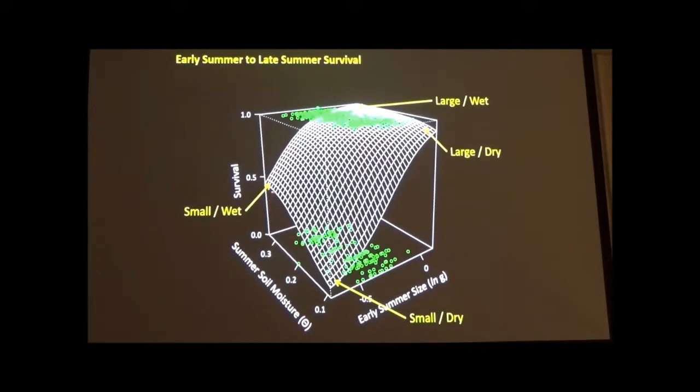And so for a small plant, its chances of surviving increase dramatically with soil moisture. Right? The effect of soil moisture is not nearly as important for large plants. They're able to weather the storm a bit more.